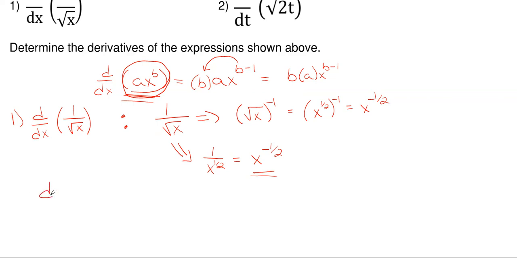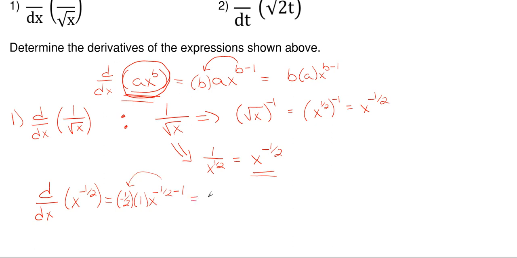So let's rewrite this as d dx, our derivative with respect to x, of x to the -1/2 power. Now we are in terms of ax to the power of b. Our a is just 1. Our power of, well, we have our variable x to the -1/2 power. We're going to take that -1/2 and drop it in front. And then we're going to subtract 1 off the power.